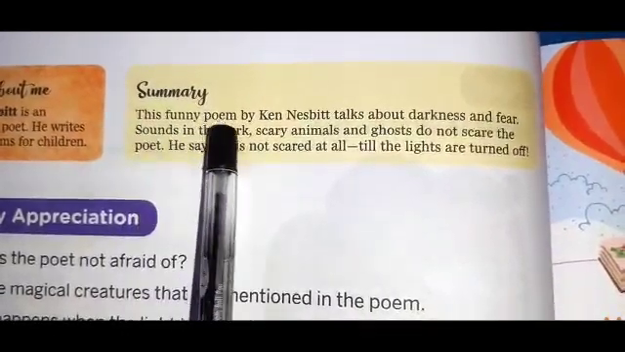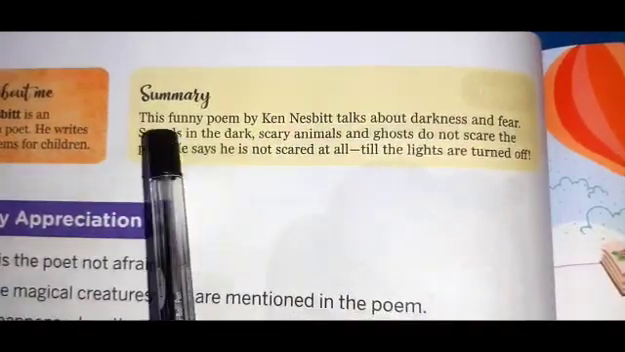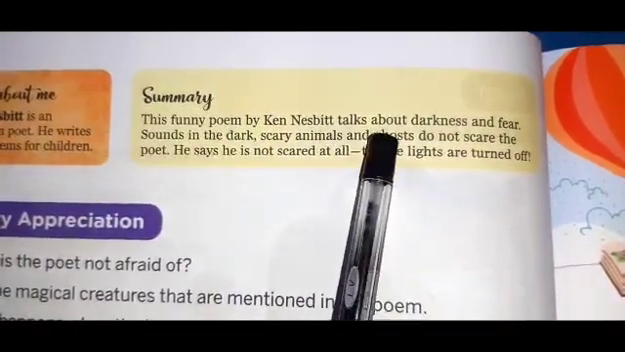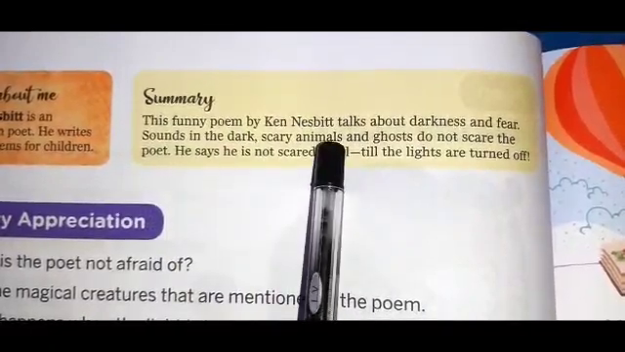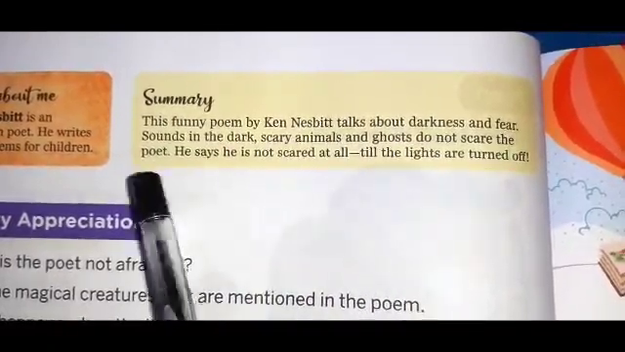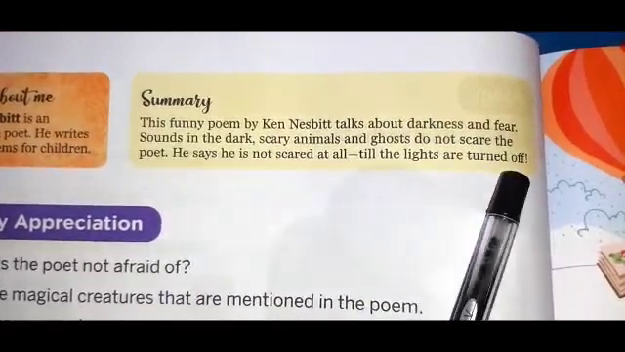This funny poem by Ken Nesbitt. So the poet is Ken Nesbitt. This funny poem by Ken Nesbitt talks about darkness and fear. Sounds in the dark, scary animals, and ghosts do not scare the poet. He says he's not scared at all till the lights are turned off.